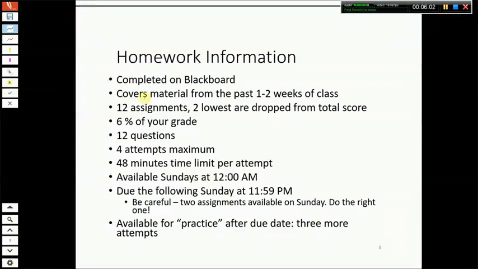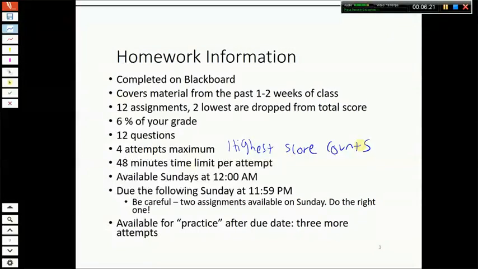Now, one thing I don't have written here is that in terms of your base homework score, only the highest one counts for that week. So if you do 4 attempts and you get a 9, 10, 11, 12 out of 12, the score that goes in your grade book is the 12 out of 12. We don't count all of them.